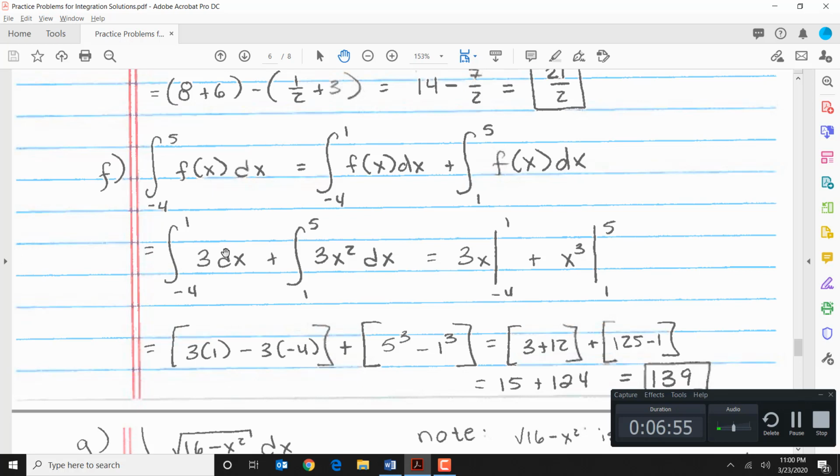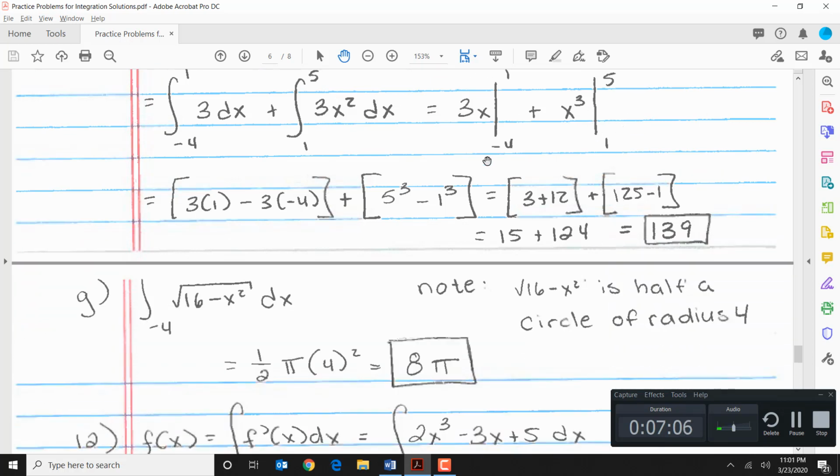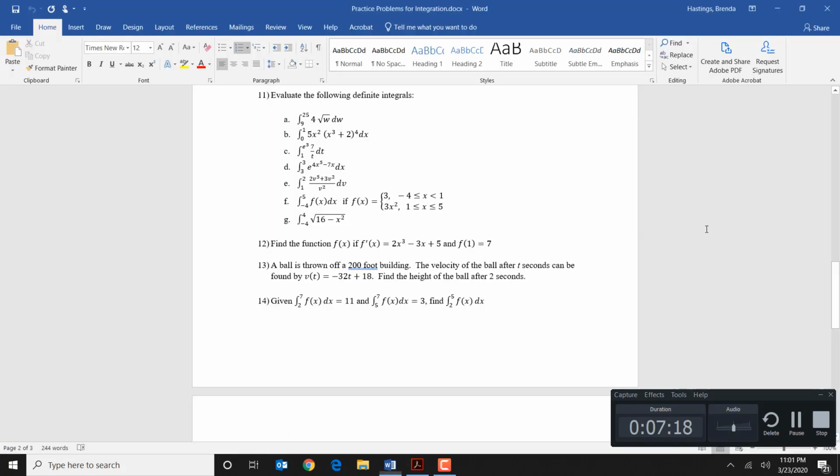The antiderivative of 3 is 3x. I'll evaluate that from -4 to 1. The antiderivative of 3x squared is x cubed, and I'll evaluate that from 1 to 5. So then plugging in 1, plugging in -4, subtracting those two values, plugging in 5, plugging in 1, subtracting those two values, and I get a final answer of 139.